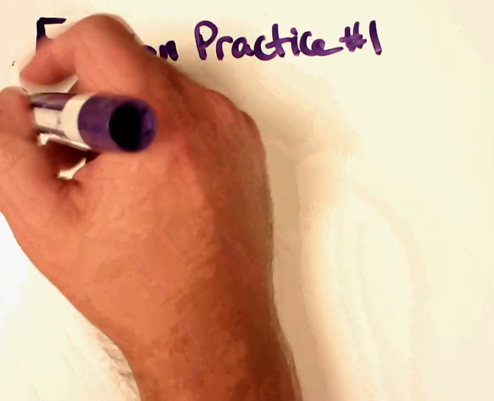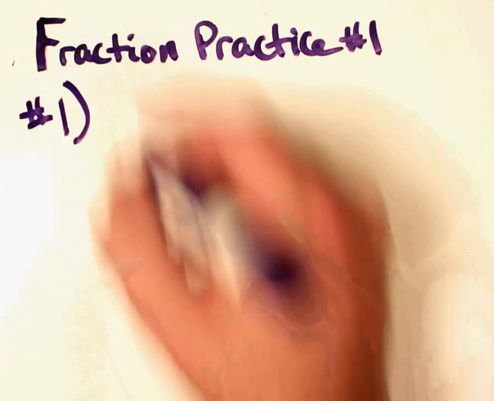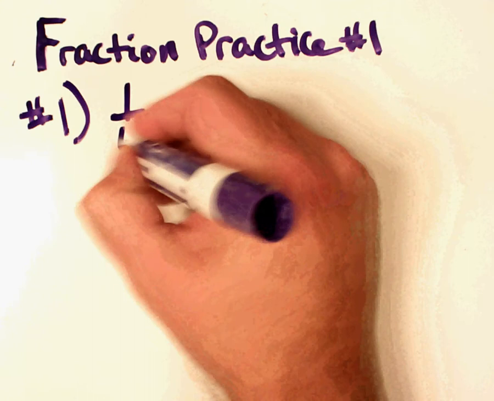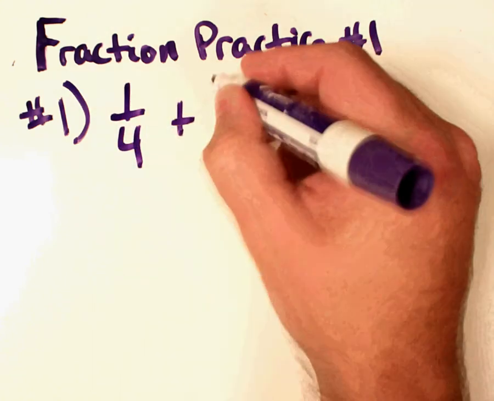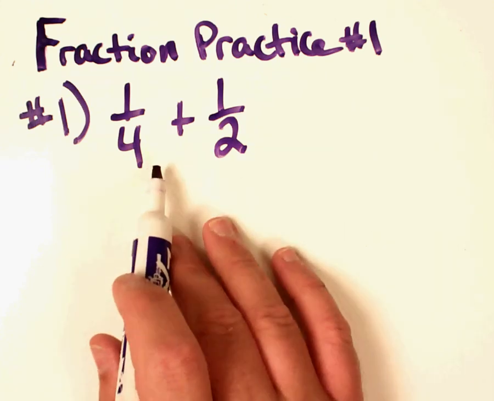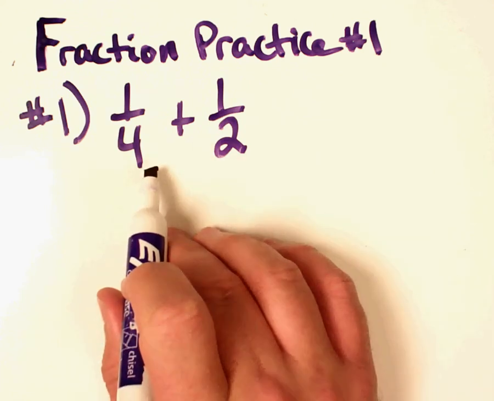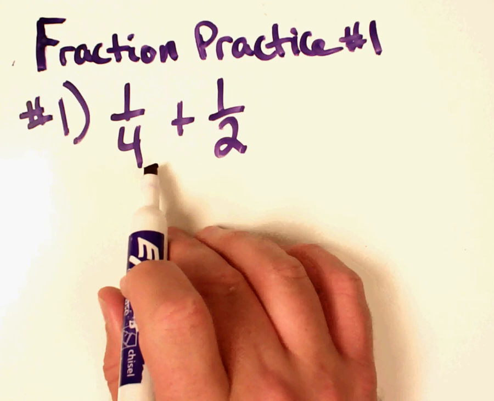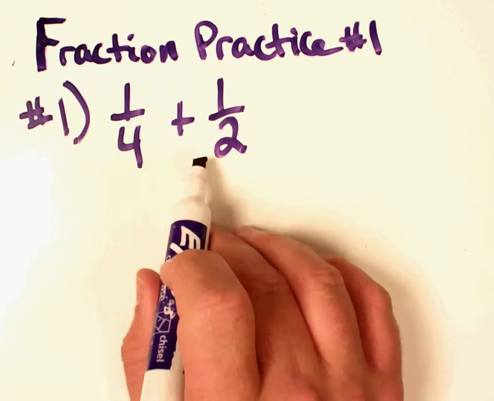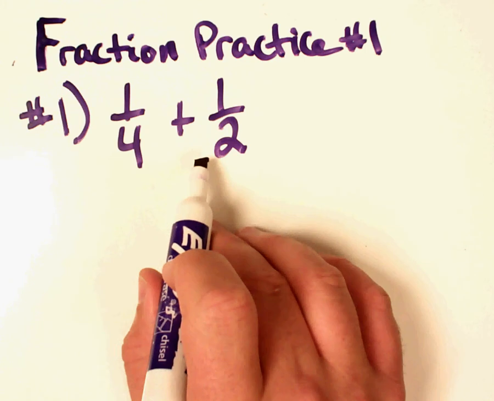So number 1 is 1/4 plus 1/2. Now, one strategy that you can always use, and I'm going to use this on every one of the problems that we do, is that to find a common denominator, I can always multiply the two denominators together.